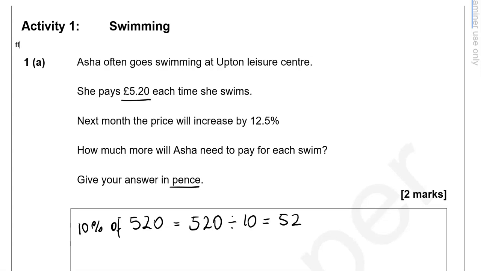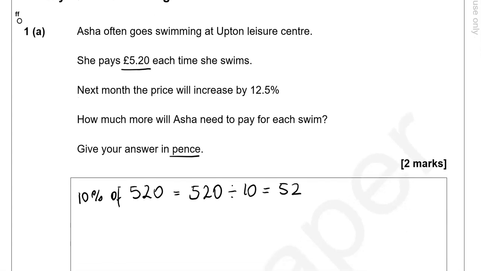So we've got 10%, need to work out 2.5% now. 5% would be half of 10%. 2.5% would be a quarter of it. So we're going to need to work out a quarter of 52 to get 2.5%. So 52 divided by 4.